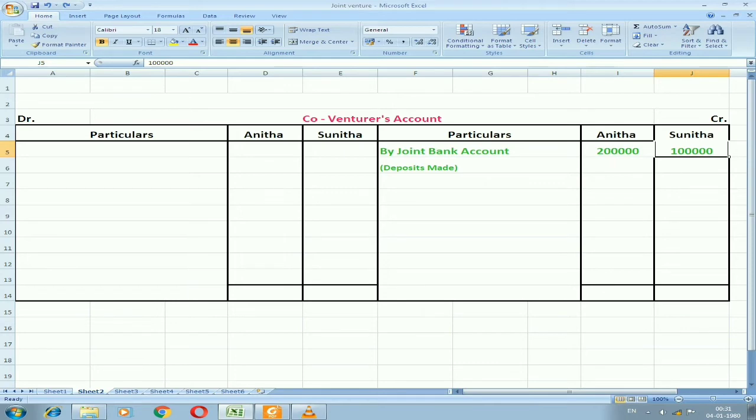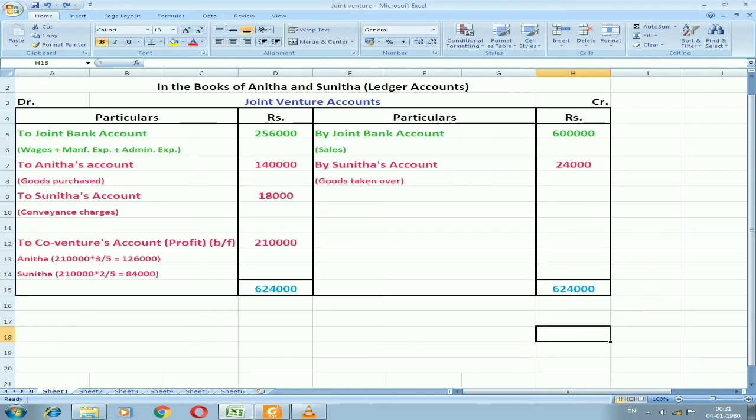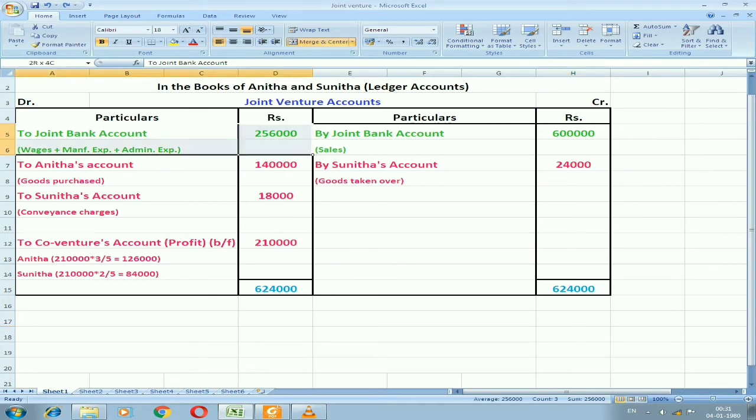Those are the entries we are supposed to transfer here. So instead of remembering the entries and seeing the question and taking the accounts here, we can easily see the entries under the joint venture account and transfer them. As you can see in this illustration, on the debit side, we have "to Anita's account". That is the name of the co-venturer, so we are supposed to transfer it to the co-venturer's account.